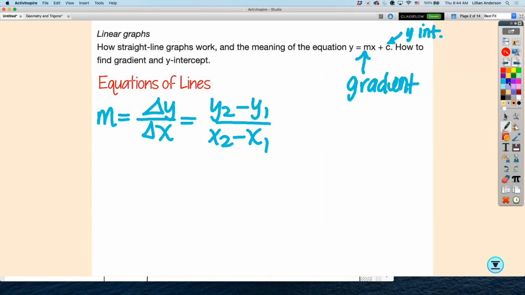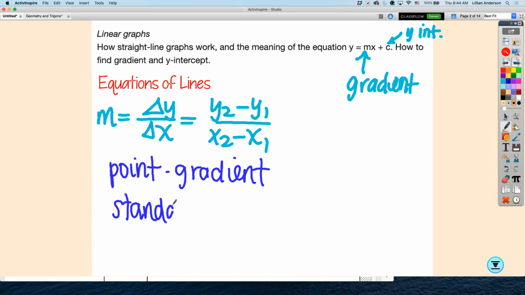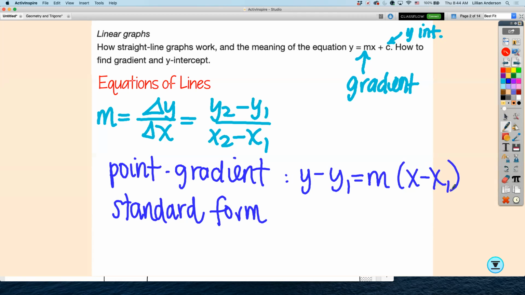But then there's also 2 other ways to write the equation of a line. There was point slope or point gradient form, and then there was standard. Okay. Who remembers what point gradient form is? y minus y1 equals m times (x minus x1). Again, m is still your gradient, and x1, y1 represent one of the points. Anybody remember what standard form is? Zero equals? Close. Isn't it ax plus bx equals c? It's ax plus by plus d.